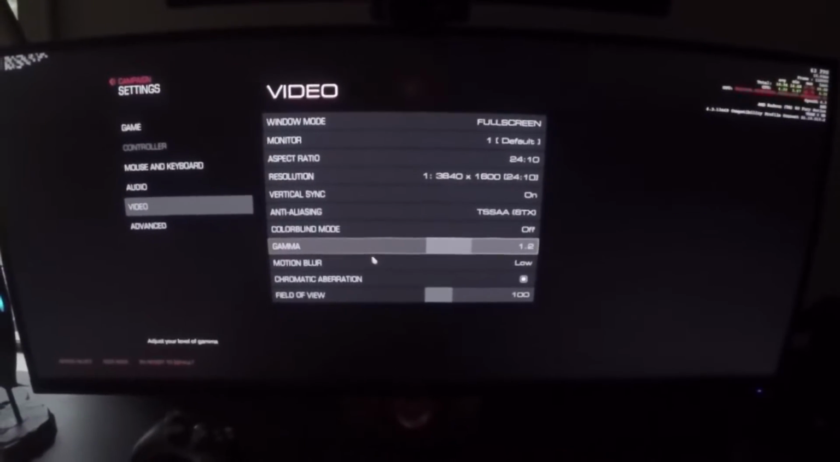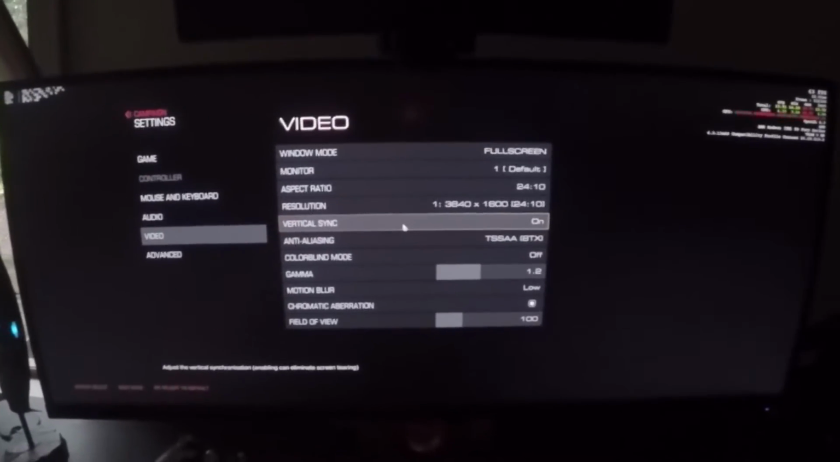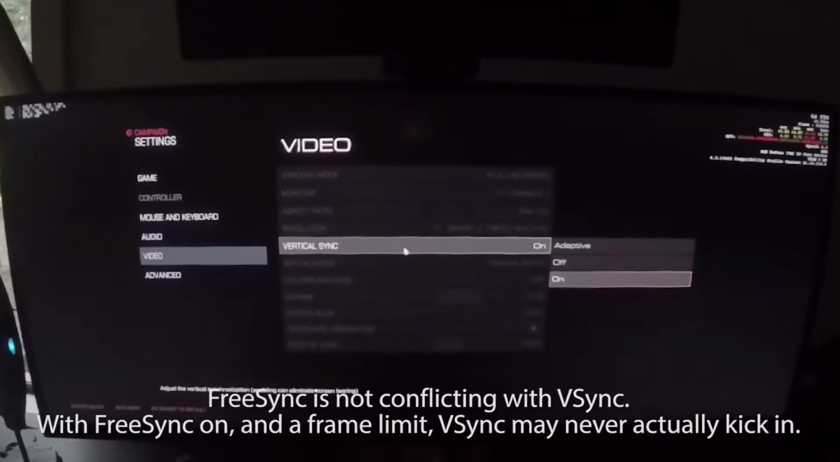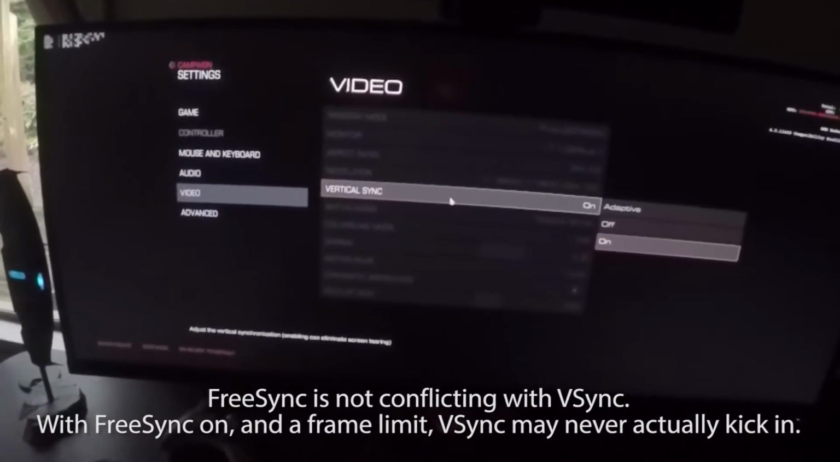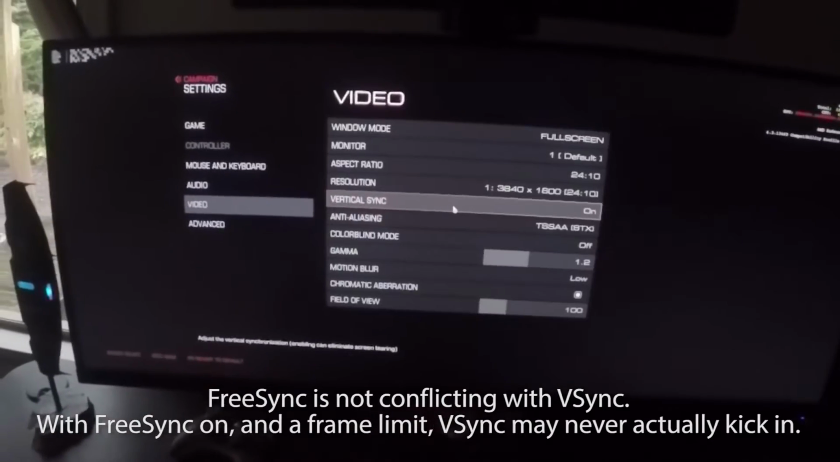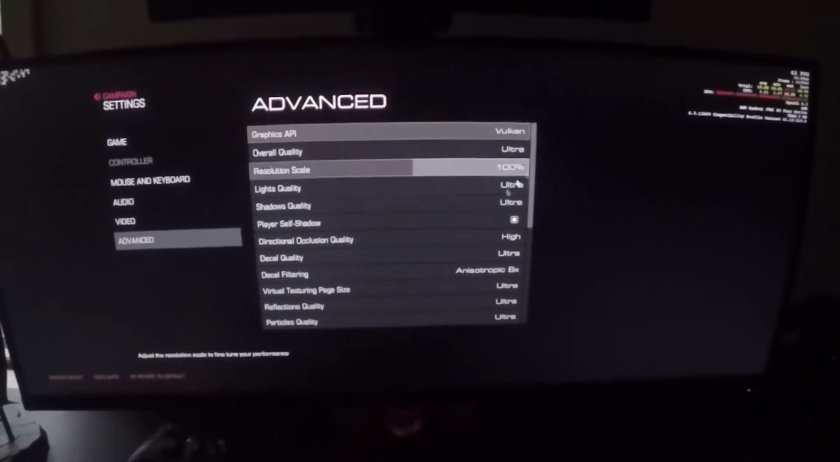And also I have vertical sync on because for me, it's ensuring some level of stability. I can turn it off and let FreeSync do its thing as well, and that'll be fine. But for now, I'm gonna leave it on and we'll see how that turns out. So let's go ahead and do settings again, advanced, and switch to Vulkan, and we'll be right back.